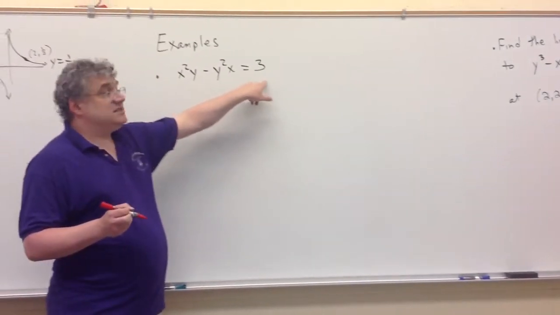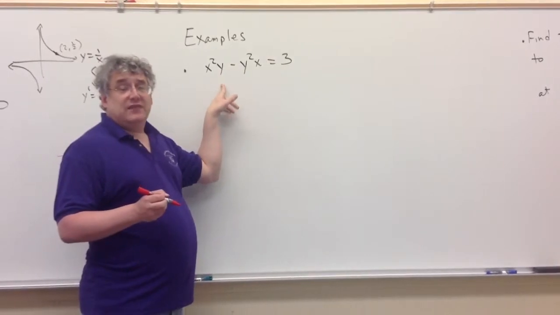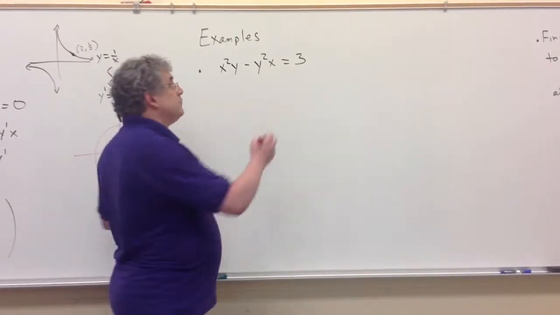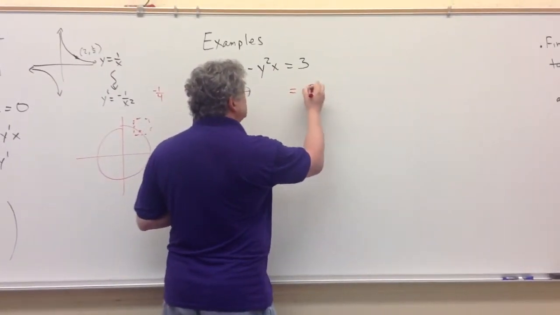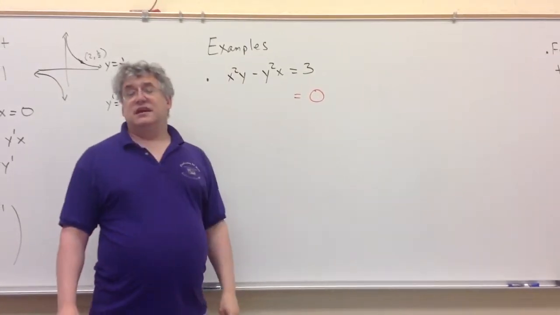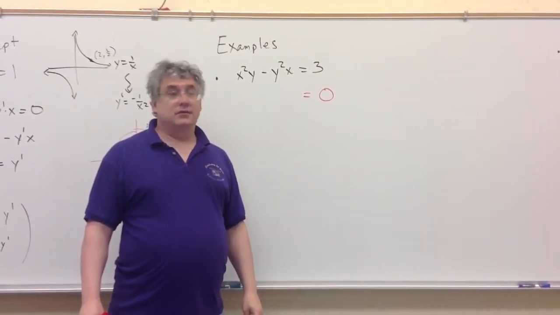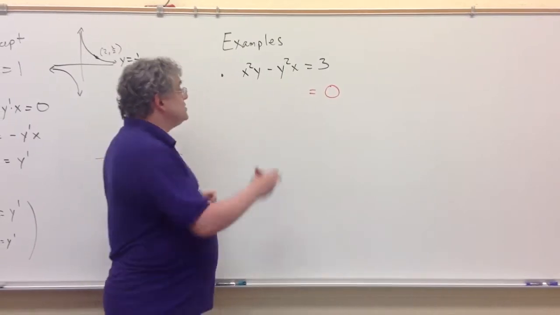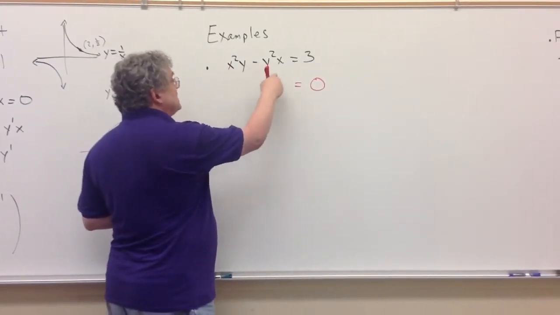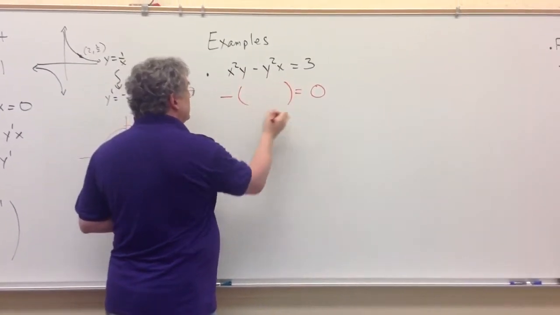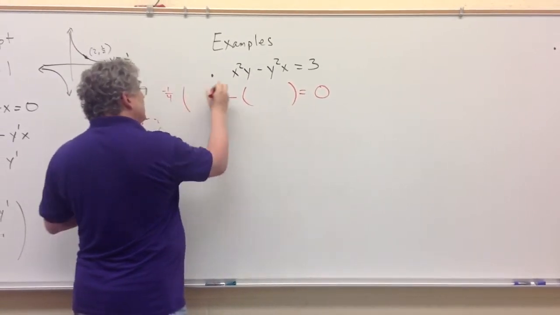This side is that side, so the derivative of the left is the same as the derivative of the right. The derivative of the right is easy. 3 is a constant. Its derivative will have to be 0. The derivative of the left is not so easy, but it's something minus something. So the derivative is the derivative of the first something minus the derivative of the second something.